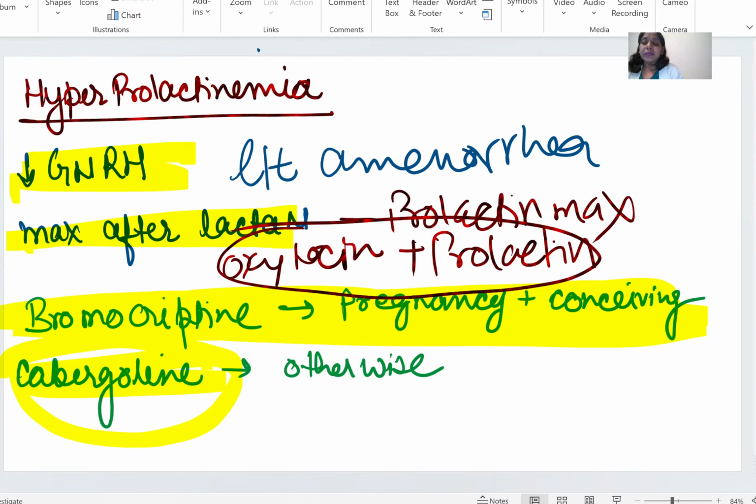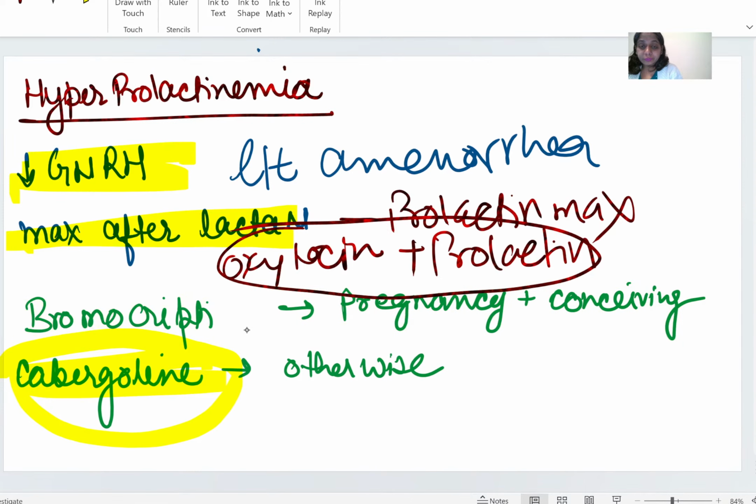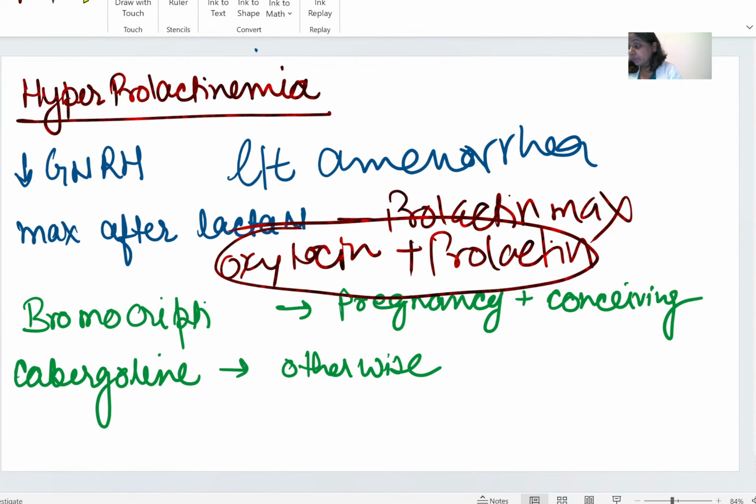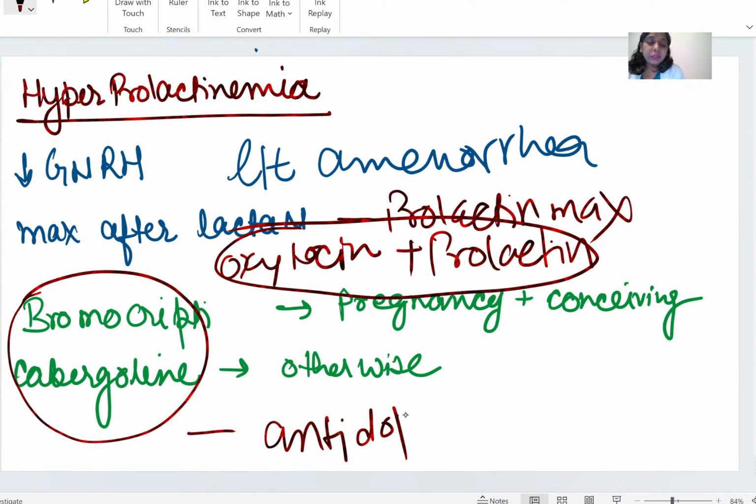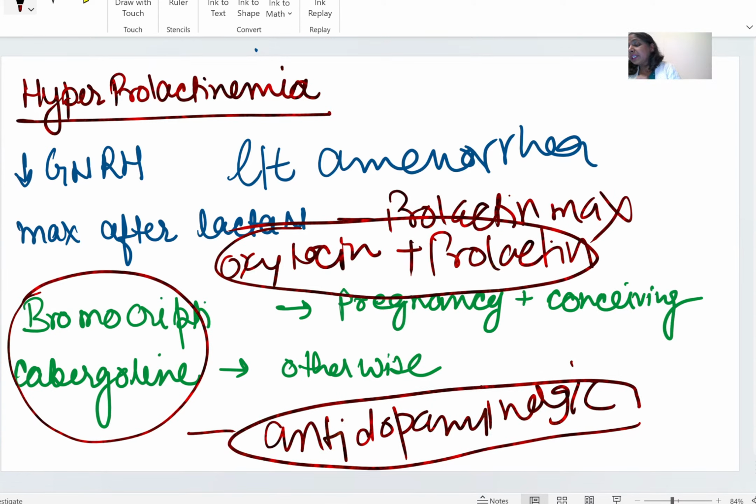Okay. So what are these drugs? How do they act? The bromocriptine and cabergoline, how do they act? Can you write down the mechanism of action? What is the relation between prolactin and dopamine? Yes, these both drugs, bromocriptine and cabergoline, are anti-dopaminergic. Okay, they are anti-dopamine. So they decrease the prolactin, right? So that is why they are given.